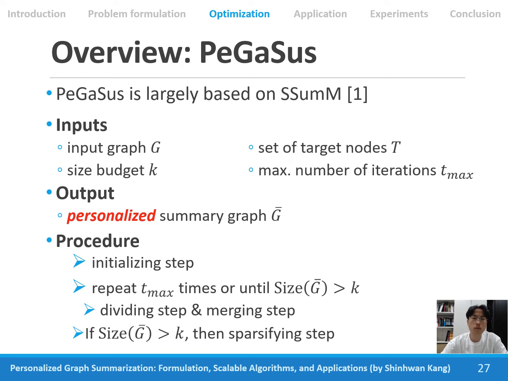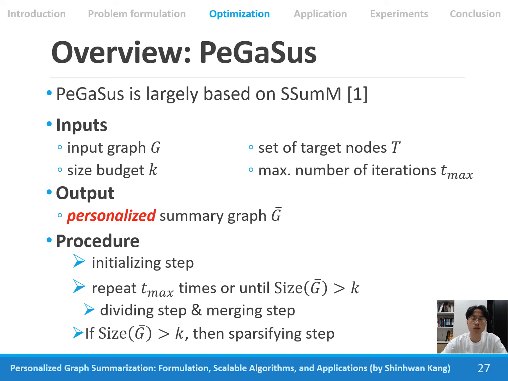The inputs are an input graph, a size budget, a set of target nodes, and the maximum number of iterations. The output of Pegasus is a summary graph personalized to the target node set. Here I'll outline the procedure. We first initialize the summary graph, then we repeat the dividing and merging step Tmax times. During iterations, if the size of the summary graph becomes smaller than the size budget, we terminate the iterations. Finally, if the size of the summary graph is larger than the size budget, we sparsify the summary graph.